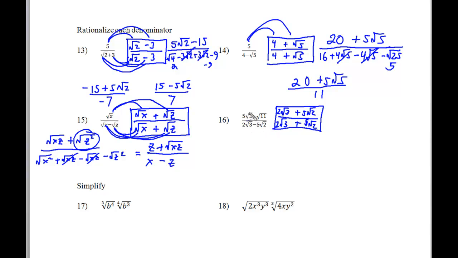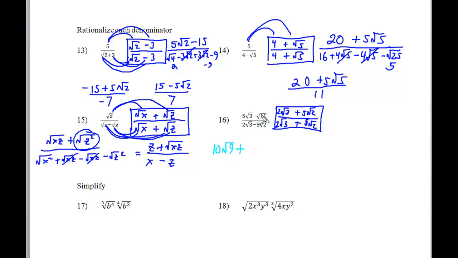So let's start foiling. Now I'm going to choose different colors for the numerator and the denominator. So let me quickly change the numerator to light blue. So if I'm going to look at 5 square root of 3 times 2 square root of 3, this makes 10 square roots of 9. That square root of 9 will be simplified.